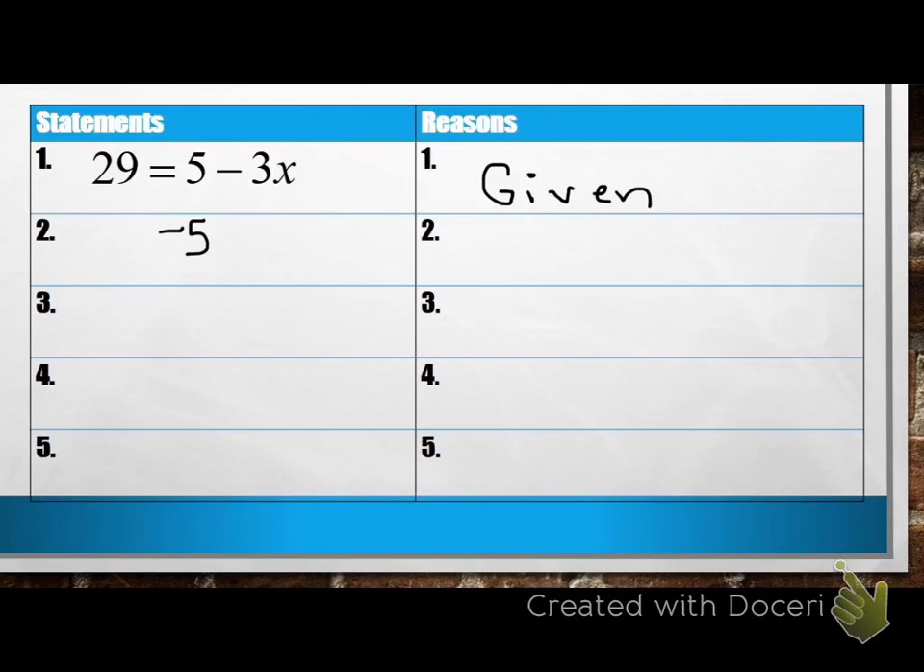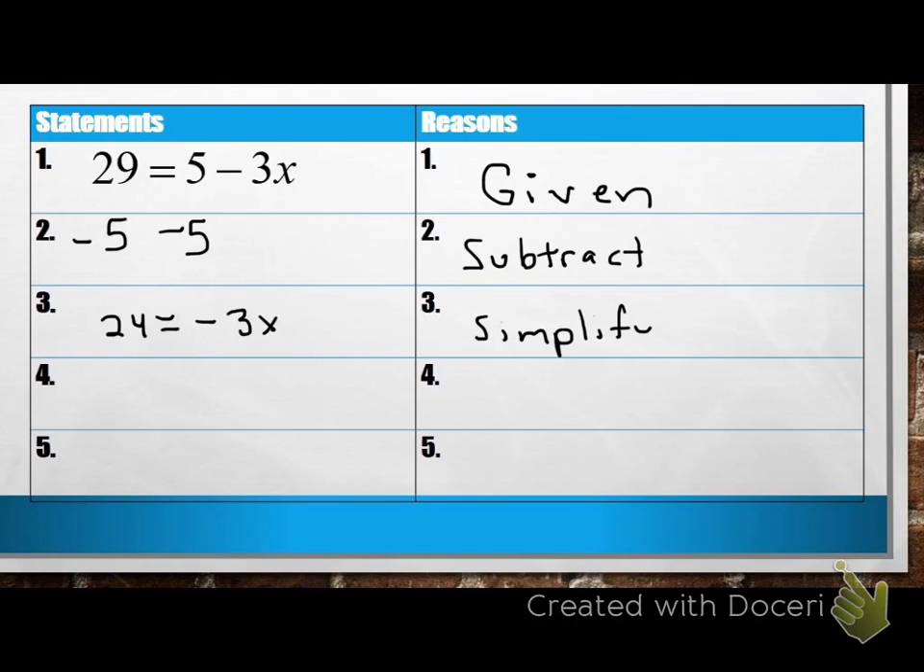Then what are we going to do to both sides? Subtract 5. So see how I just wrote the minus 5 on both sides? That would be the subtraction, and you can just write subtraction property. Then I write my new equation, which is 24 equals negative 3x. How did I get that? I simplified. I went 29 minus 5 is 24. You guys getting the hang of it yet?